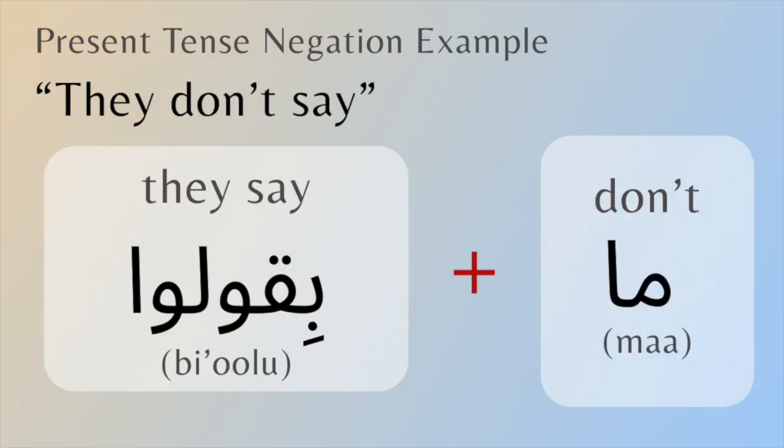So let's see a present tense negation example. The first word is ma, which is the negation word. Here it means don't. Then we have the conjugated form of they say, which is بيقولوا. So to say they don't say, we would say ما بيقولوا.